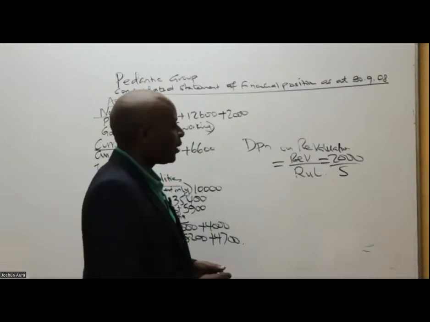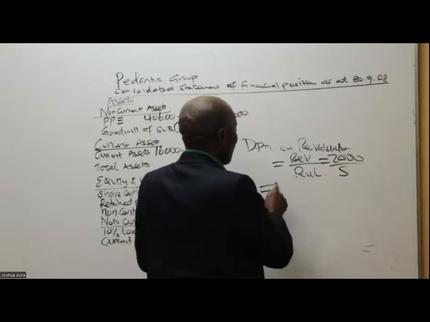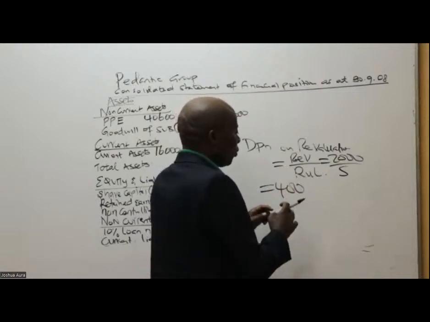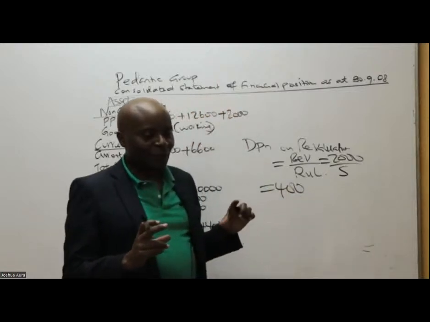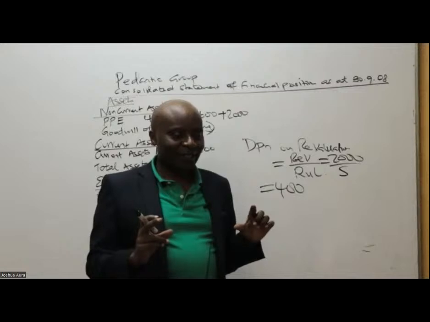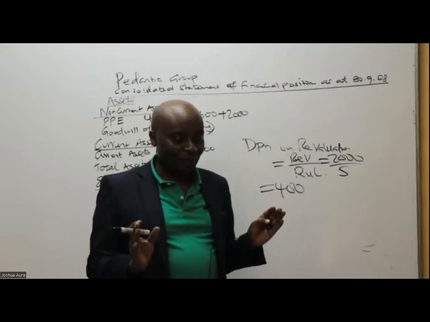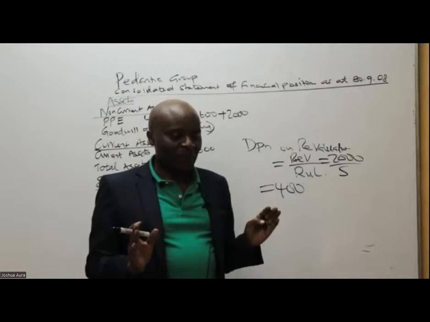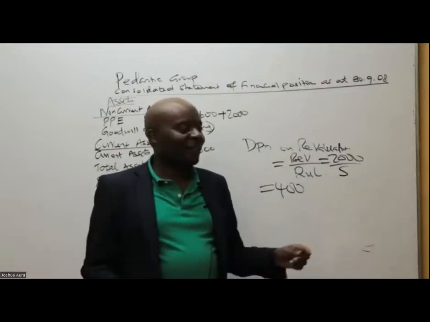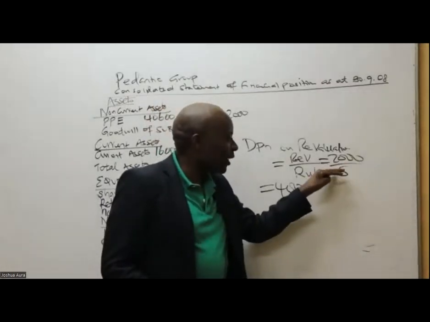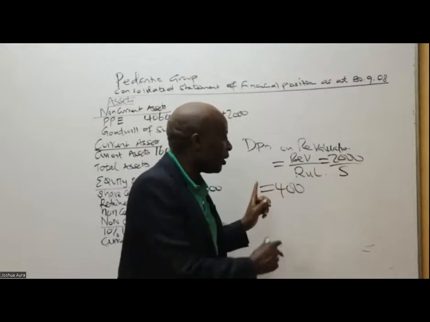It's 400. But this 400 is for which period? How many months? How many years? It's for a whole year. When you divide with the number of years, whatever you get will be depreciation per annum.